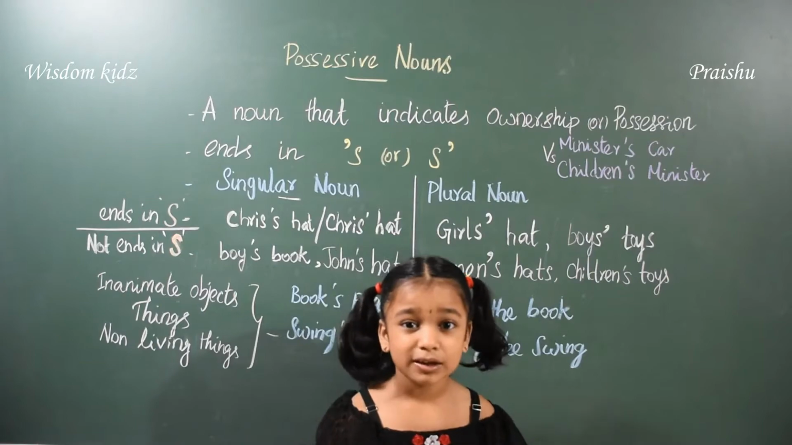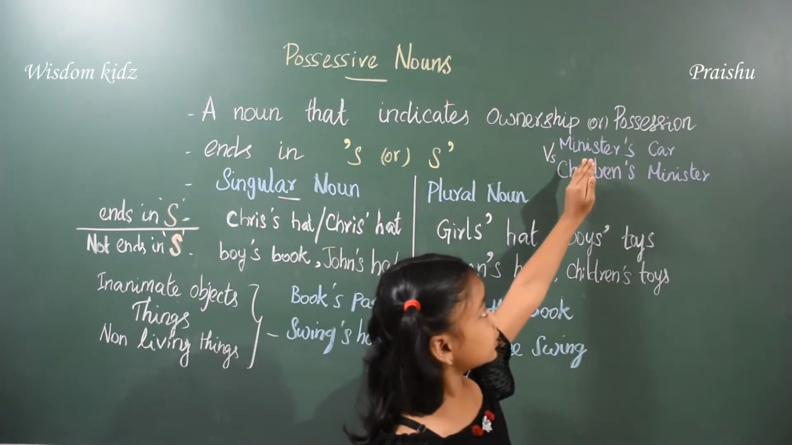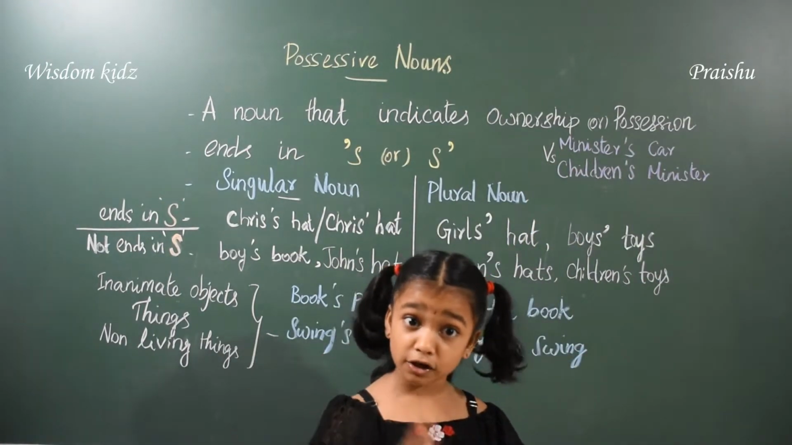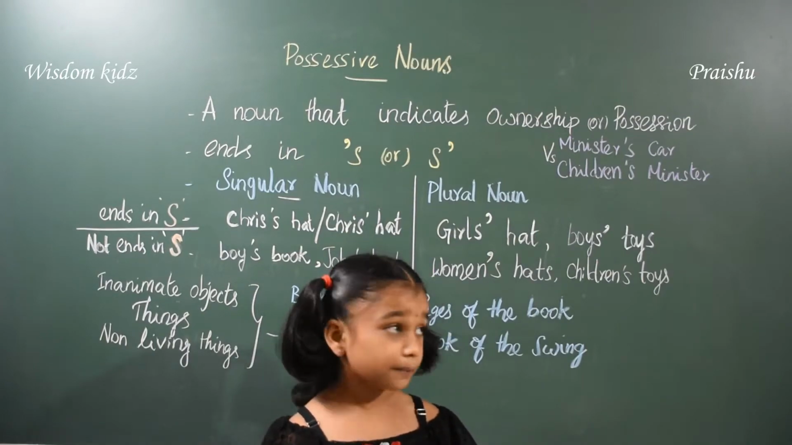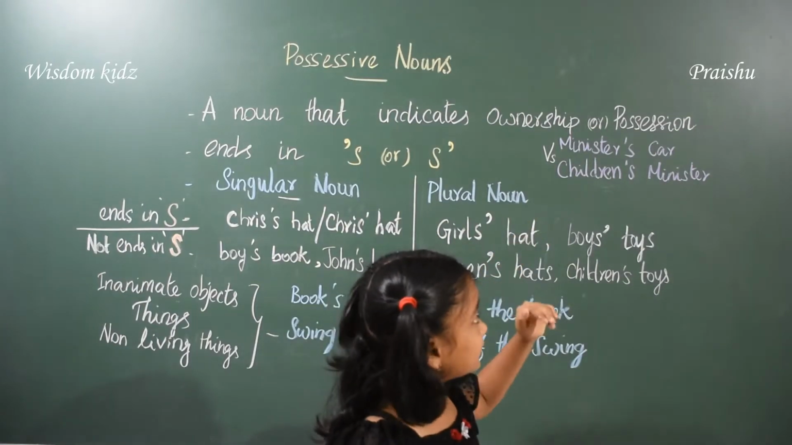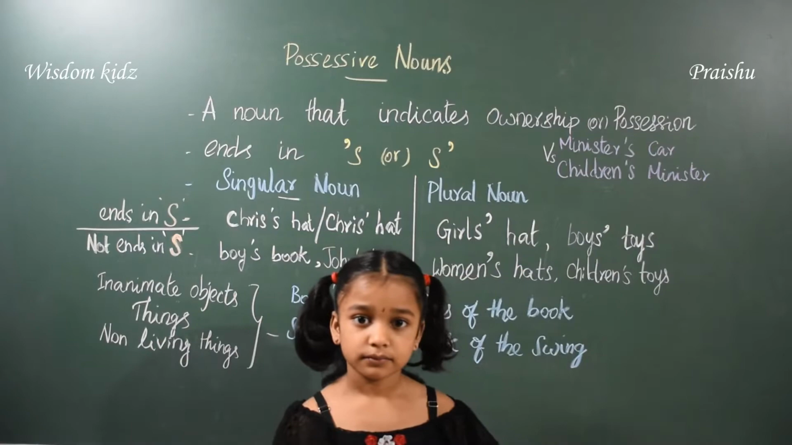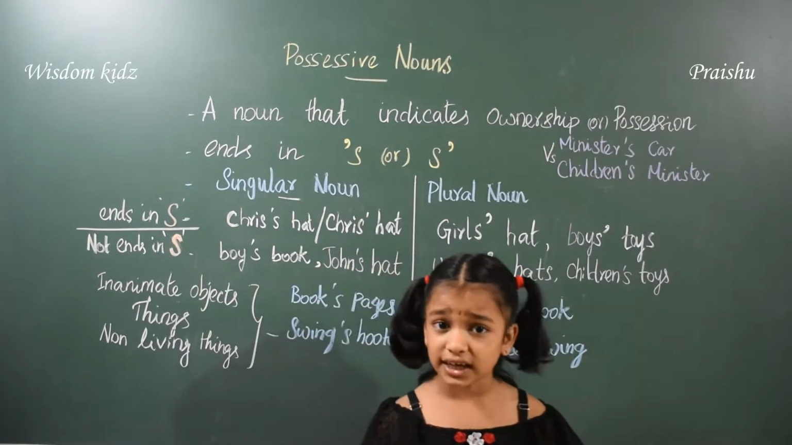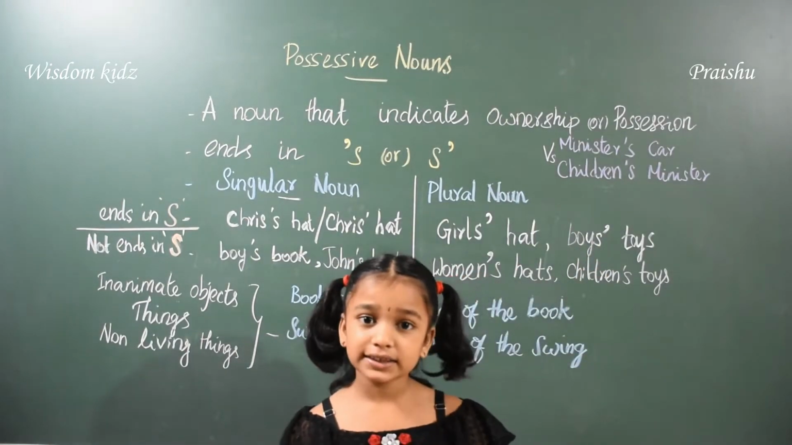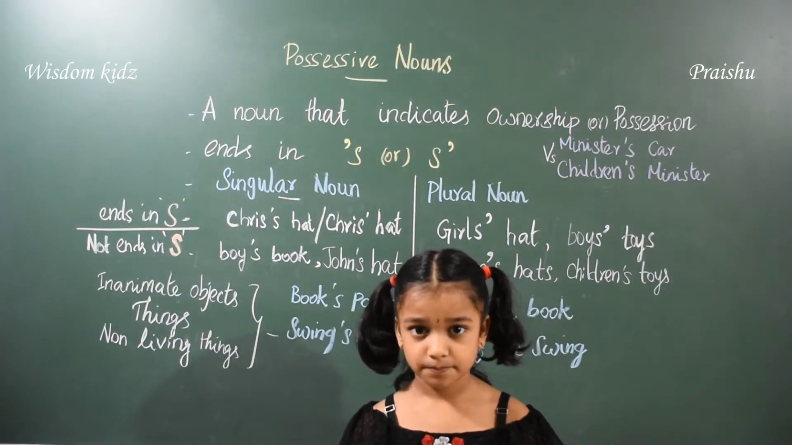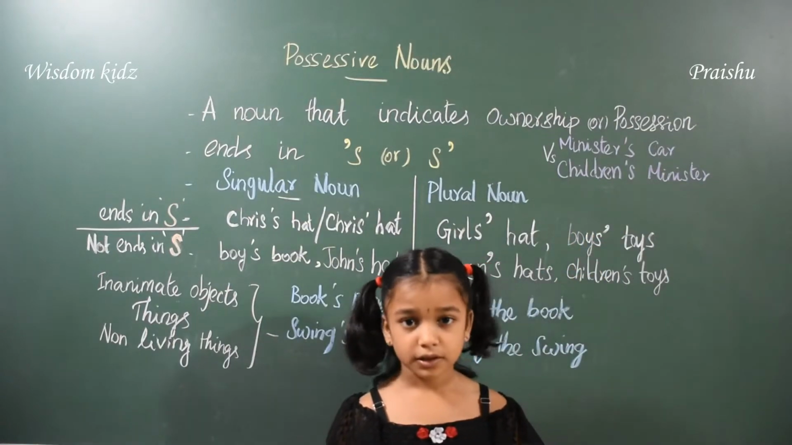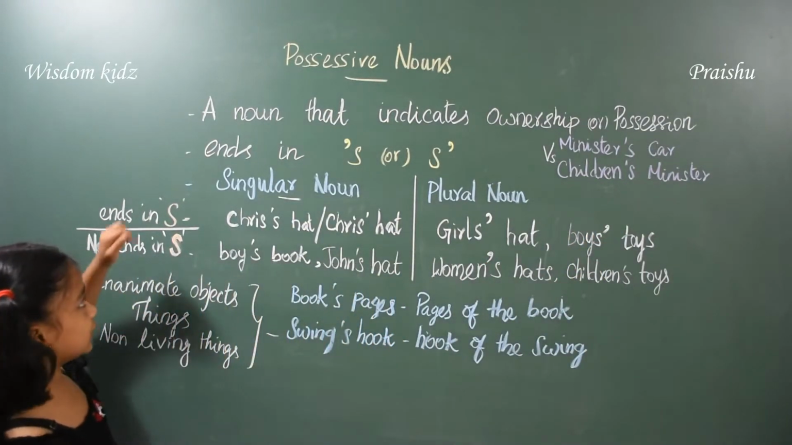We'll see two examples, but both are different. This is the minister's car. This indicates that the car belongs to the minister. The minister is the owner of the car. The next example is the children's minister. But the minister does not belong to the children. The minister only manages the children's affairs. Sometimes it will not directly be ownership. Did you understand? Now let's go to the next.